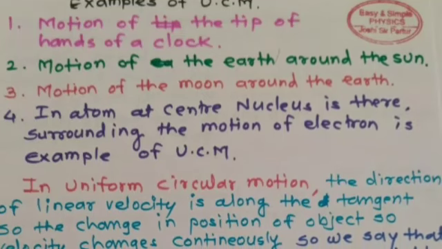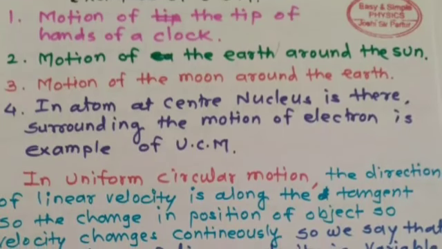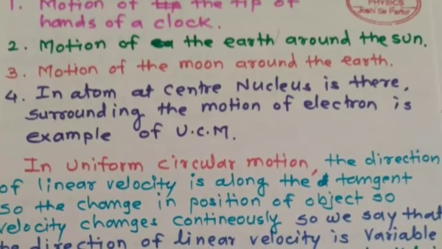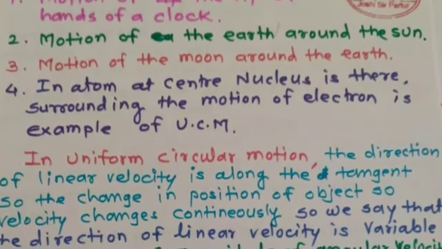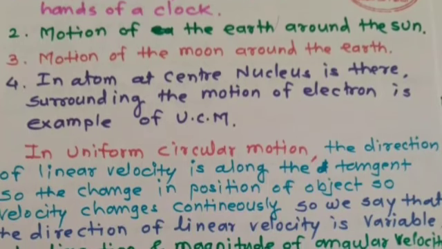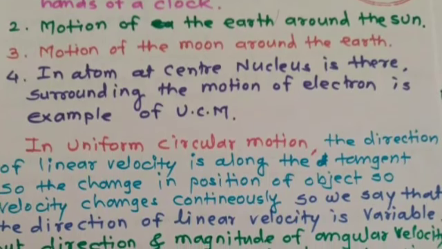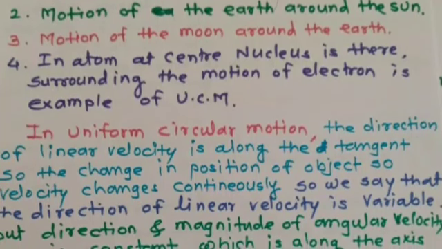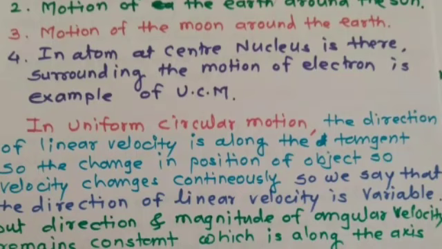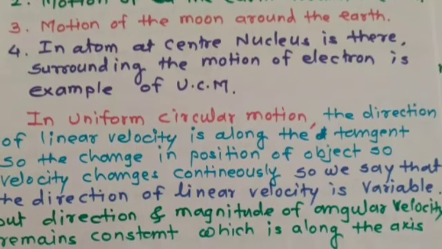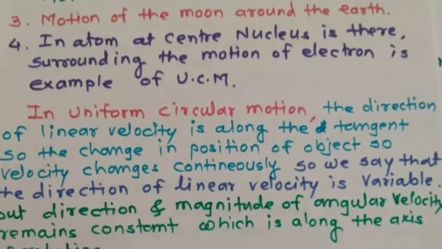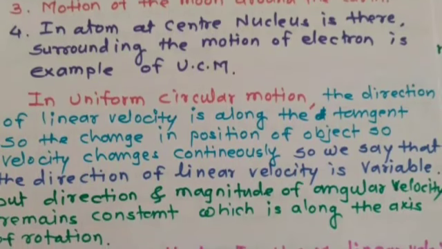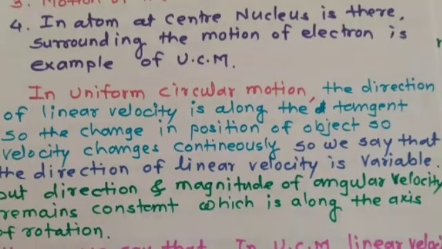Examples of uniform circular motion: the motion of the tips of the hands of a clock, the motion of the earth around the sun, the motion of the moon around the earth. In an atom, at the center there is the nucleus; the motion of an electron surrounding the nucleus is an example of uniform circular motion.